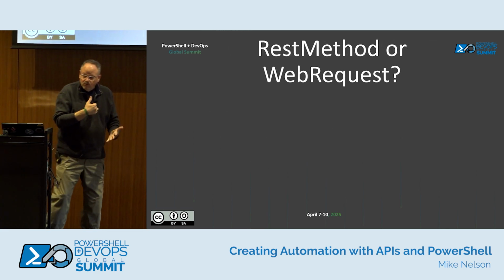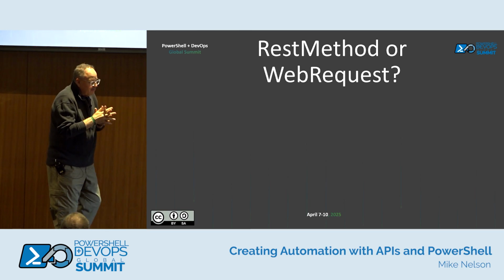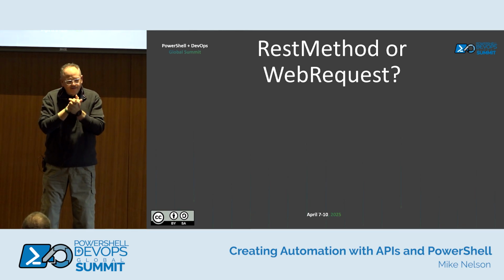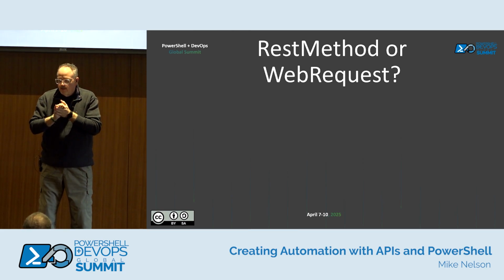So would you pick Invoke-RestMethod or Invoke-WebRequest? I know that in one of the sessions earlier in the week, I think it was Matthew Gill, I'm not sure, he was really focused on using Invoke-WebRequest instead of Invoke-RestMethod. So can anybody tell me why you would use one over the other?